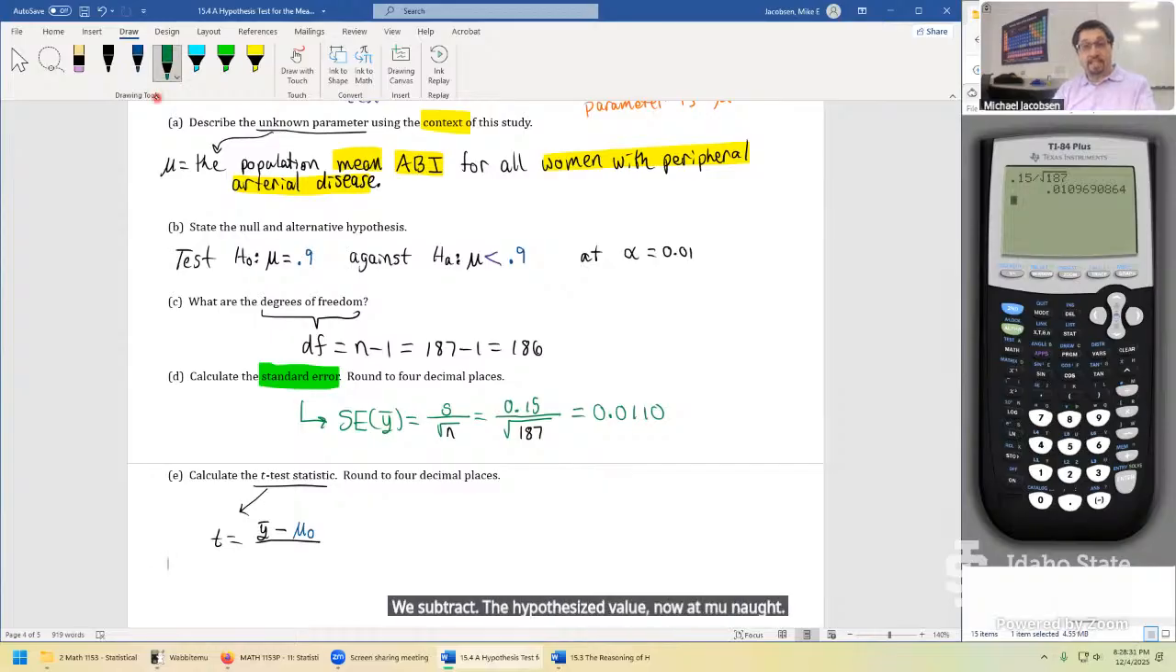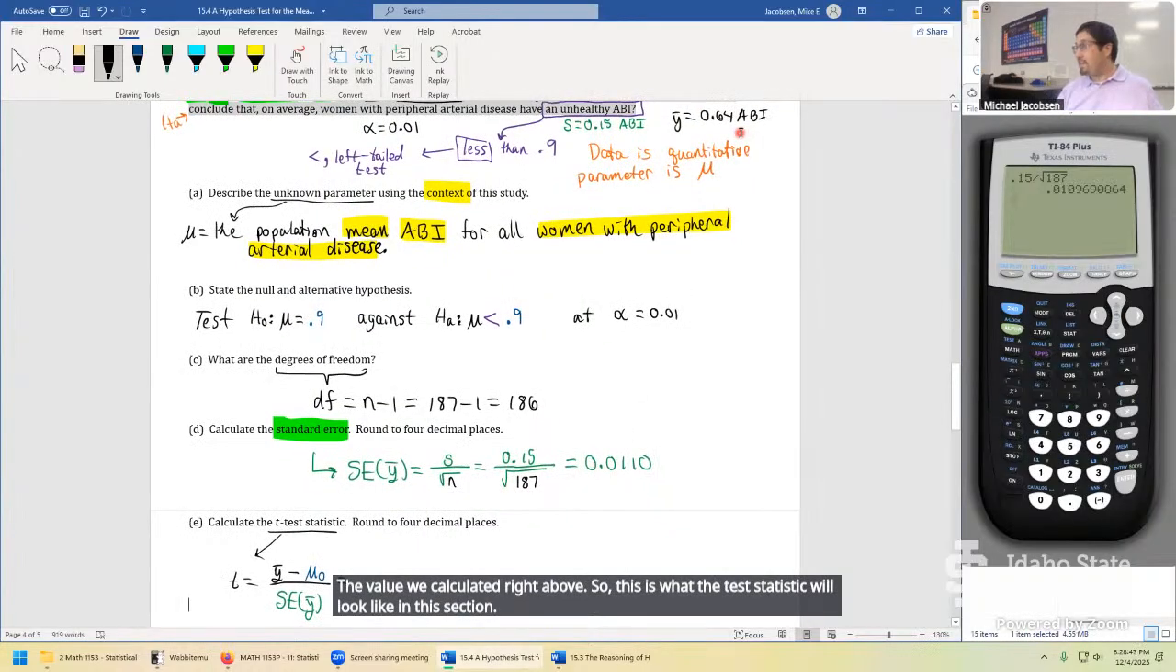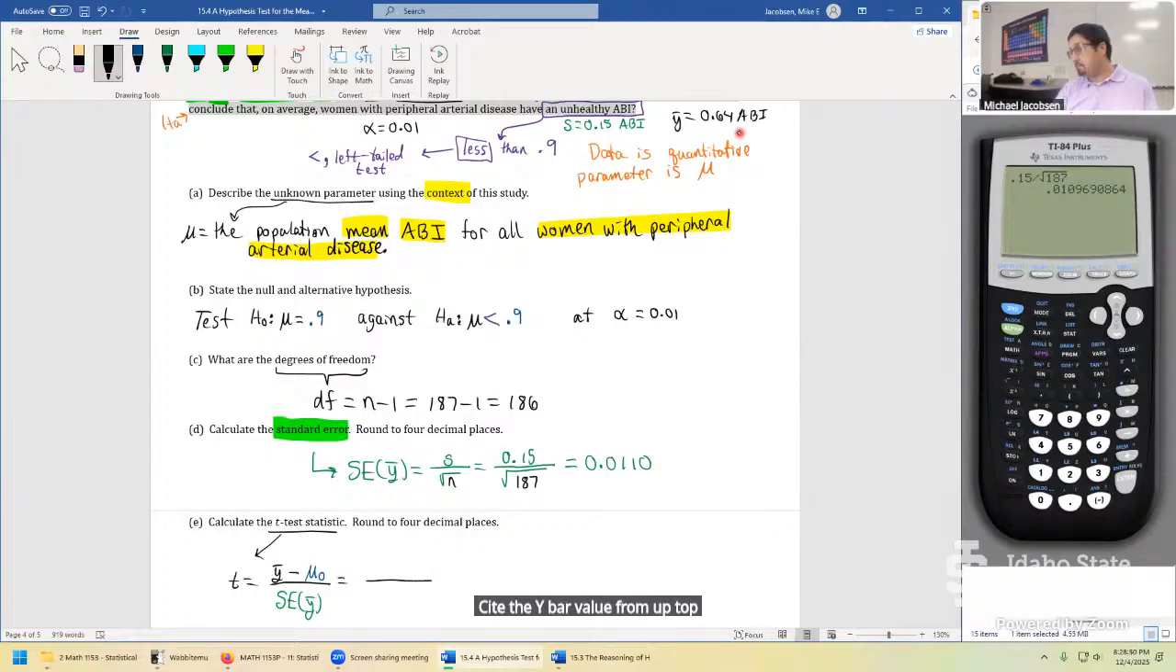And this part's actually really different. We don't divide by a standard deviation. We don't know it. We divide by the standard error of y bar, the value we calculated right above. So this is what the test statistic will look like in this section. Cite the y bar value from up top, it's 0.64. Subtract, go back to your null hypothesis. Mu naught is 0.9. And then just divide by, this time the standard error, 0.0110.